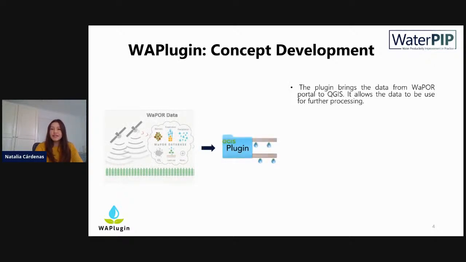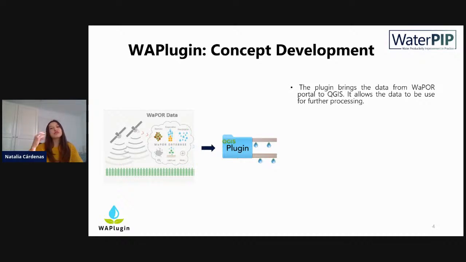The plugin brings the data from the WaPOR portal to QGIS. It allows the data to be used for further processing. As it was explained before, the WaPOR portal is a platform that provides really useful data that can be used for agricultural and water management purposes. And the purpose of the WaPOR Hackathon is to create an application that can make the use of this data easier. So what does a regular WaPOR user do for using the data in a GIS software?